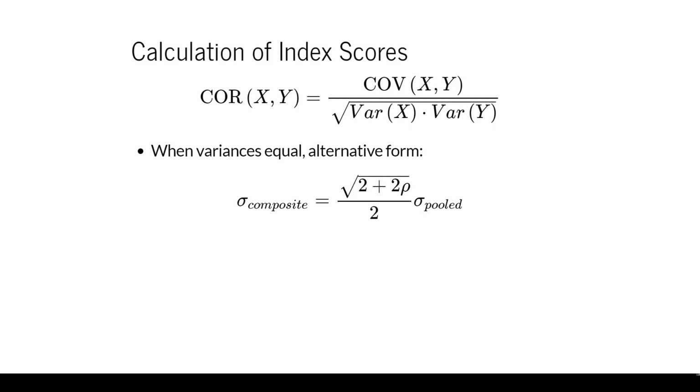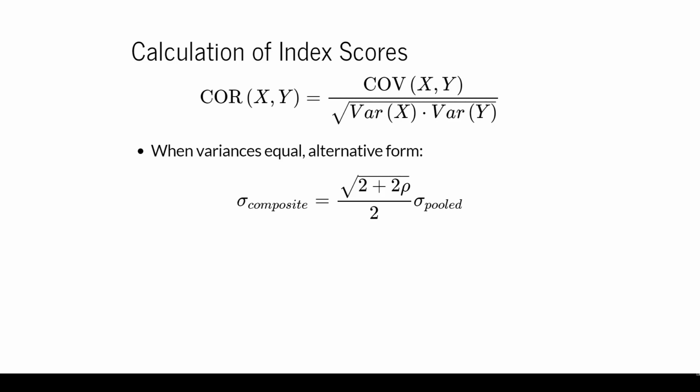Usually we calculate covariance. A lot of times we'll have the correlation, or if you're looking in a test manual, typically they'll report the correlation and variance of subtests. You can use that to calculate covariances, so you can create your own index scores. And then when the variances are all equal, an alternative form of this calculation is that we can get the standard deviation of composite scores, so like two subtests, as the standard deviation pooled times the square root of 2 plus 2 times the correlation over 2.